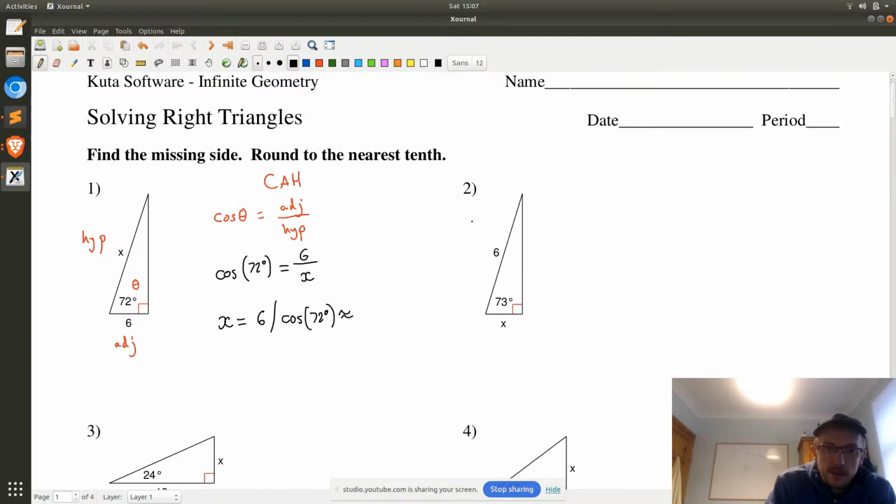Which is 19.4. Then, quick check. Does it feel right? Does it sound right? Does it look right? Yes. Okay.